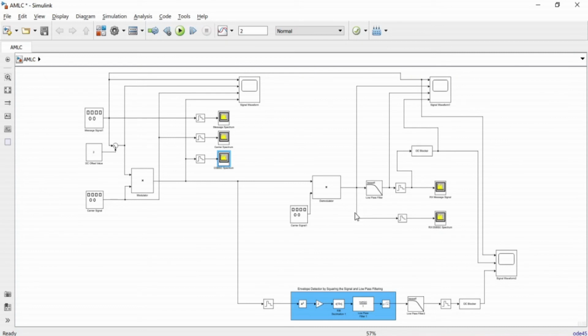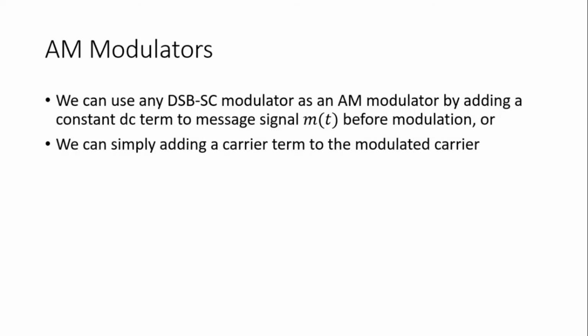The first type of demodulator is basically synchronous or coherent demodulator, and it uses a carrier signal. And the second type is non-synchronous or non-coherent demodulator. So specifically this non-coherent type is based on envelope detection. So some of the discussions would be validated by means of this simulation. Now let us again revisit the AM modulators.